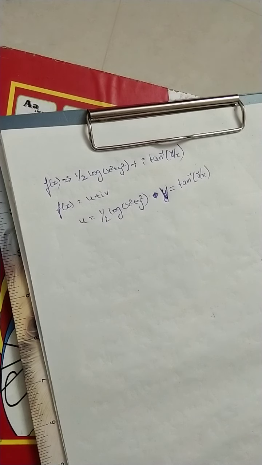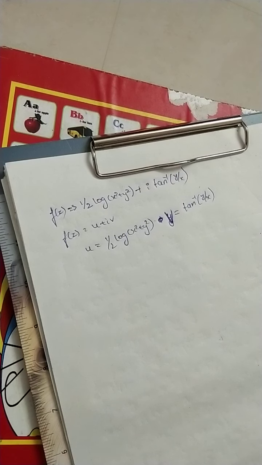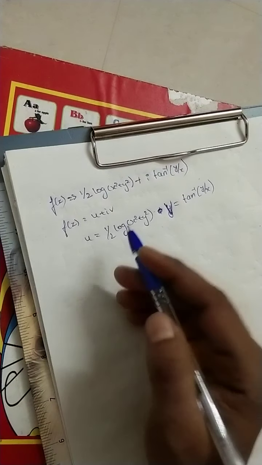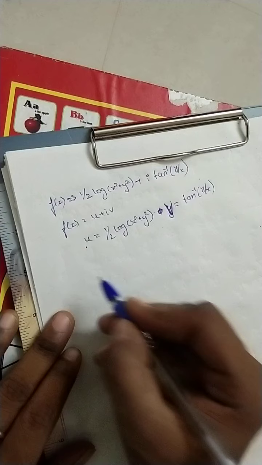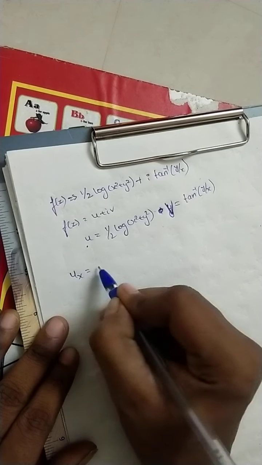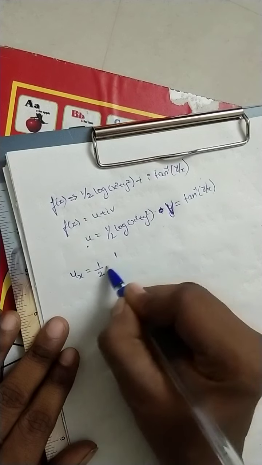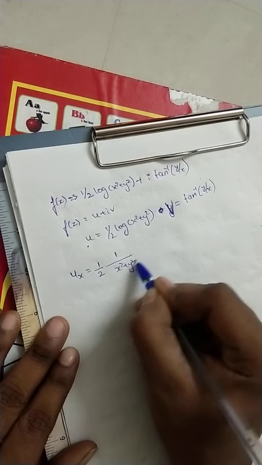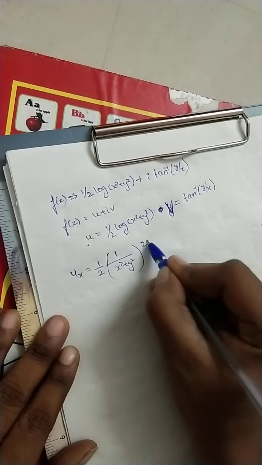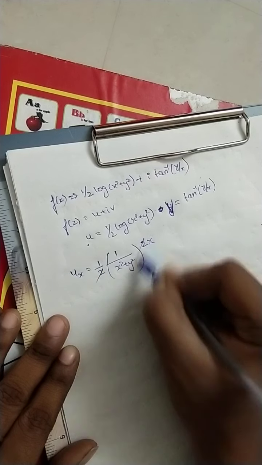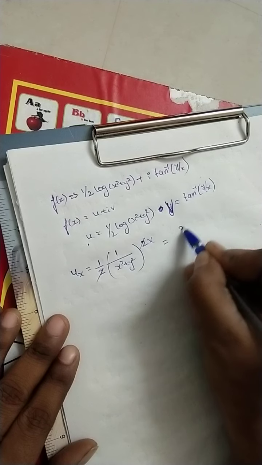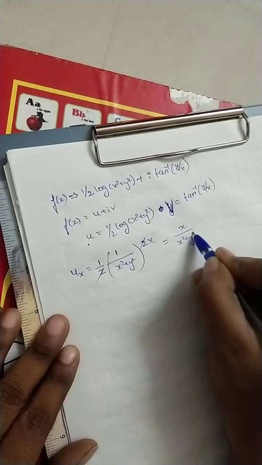So now we have to prove it as 1 by z. For that we have to differentiate both with respect to x and y. Now differentiation of u with respect to x. So ux is equal to 1 by 2 into log of x square plus y square, which gives 1 by x square plus y square, and x square differentiation is 2x. Now 2 and 2 will get cancelled. Now we got x divided by x square plus y square.